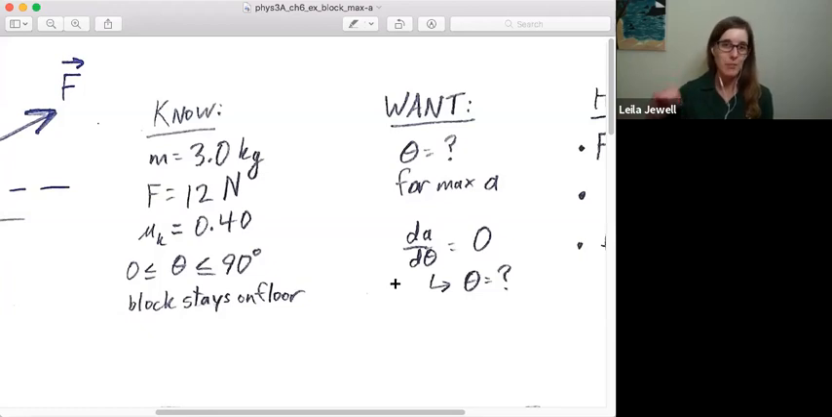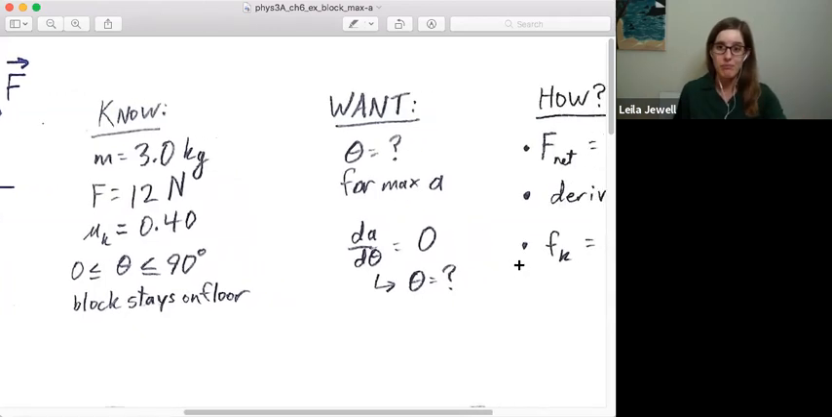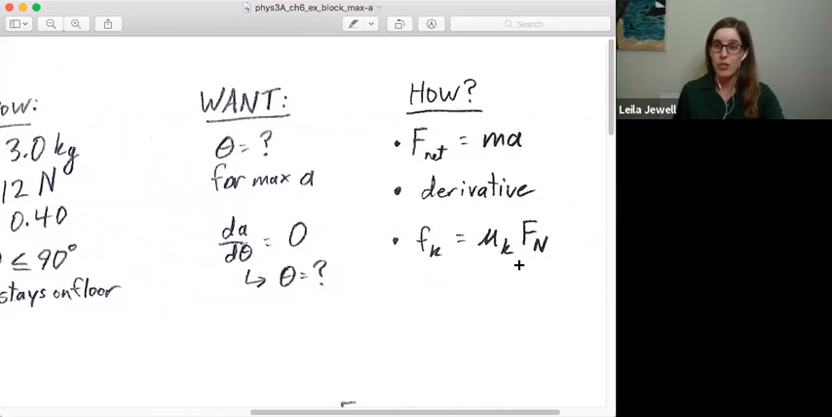If you want to maximize a quantity, the maximum, think back to calculus. If you looked for a max or a min of something, the maximum always occurs at the point where the derivative is equal to 0. So if we vary theta in between 0 and 90 to all the possible values, there should be a value of acceleration that is the highest when that function is equal to 0. So when the derivative of acceleration with respect to theta is equal to 0, we can solve for what theta that is. So how, or what tools do we have?